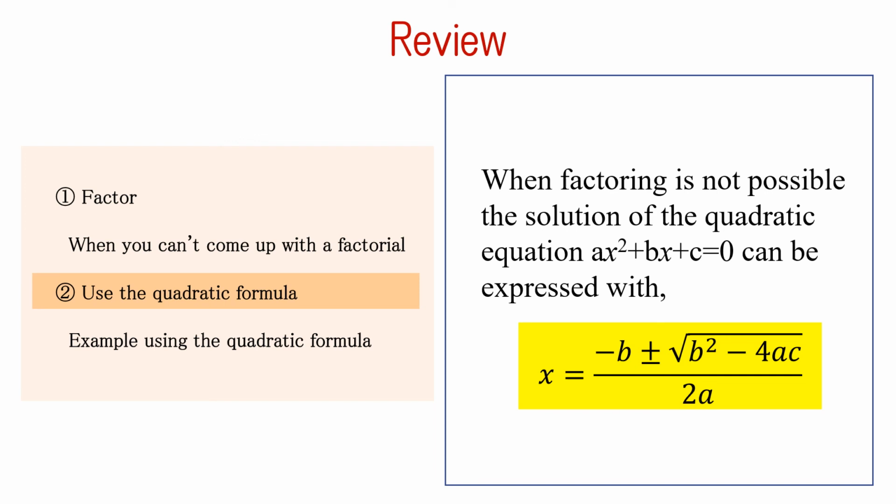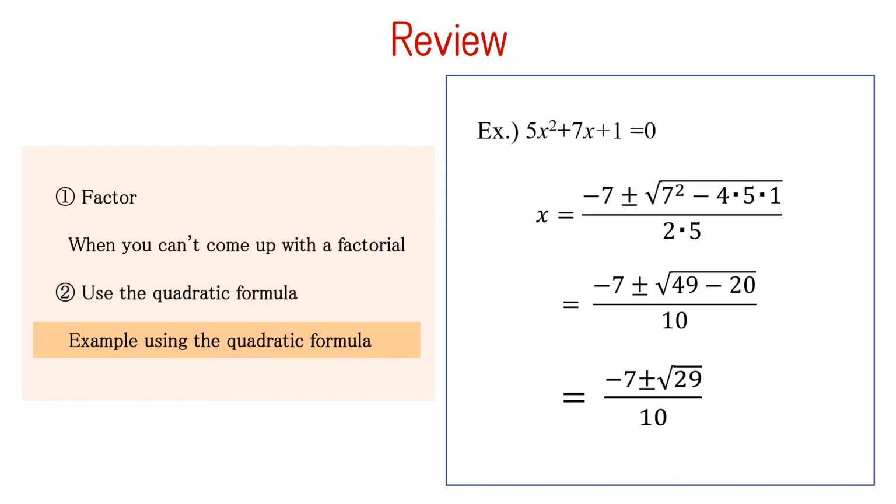The quadratic formula can be expressed as x equals negative b plus or minus the square root of b squared minus 4ac over 2a. This is an example of how to actually find the solution using the quadratic formula. That concludes this lesson.